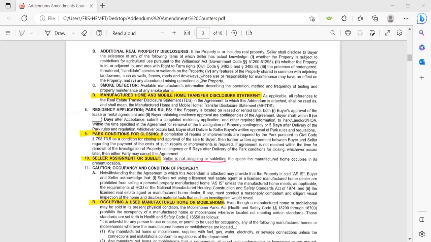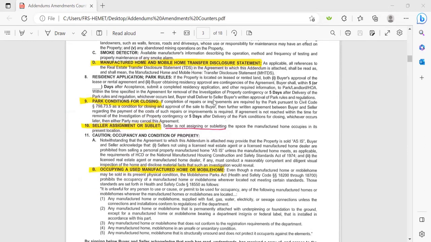Okay. So let's look down here for a minute. If you have a manufactured home, there is a special manufactured home transfer disclosure statement. It has a few items on there that obviously only apply to manufactured homes. They don't apply to regular homes. So it's got its own manufactured home transfer disclosure statement that is part of the contract. Park conditions at closing. When you sell one of those, if you happen to be selling one of those that are in the park, then the park may have some conditions for closings.